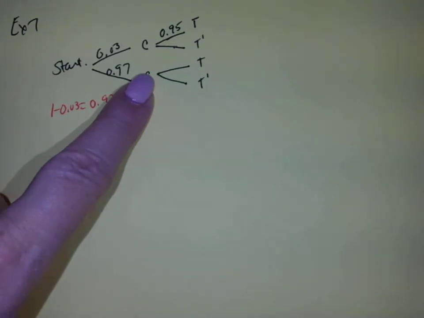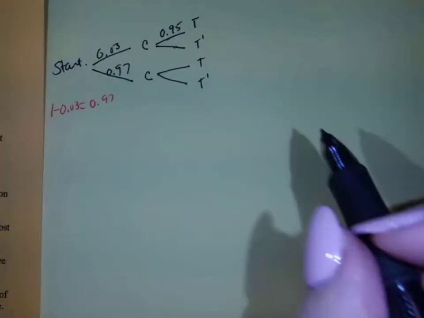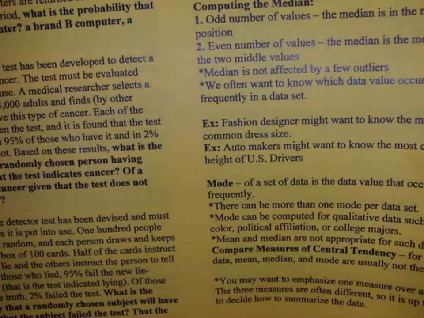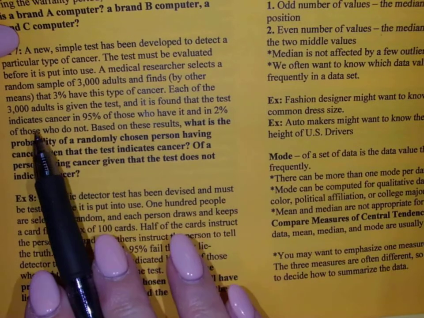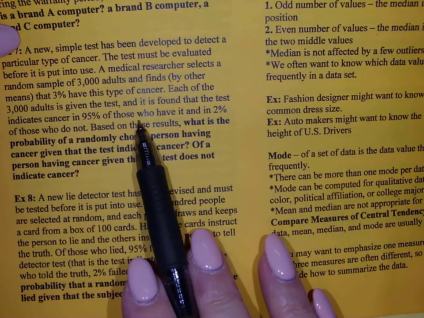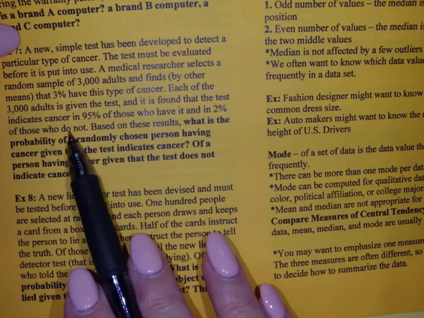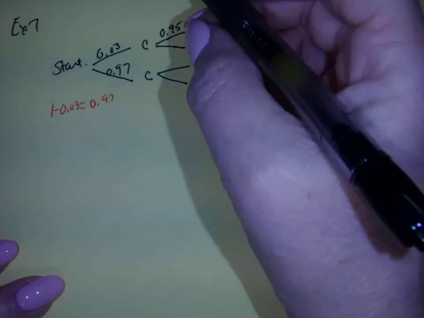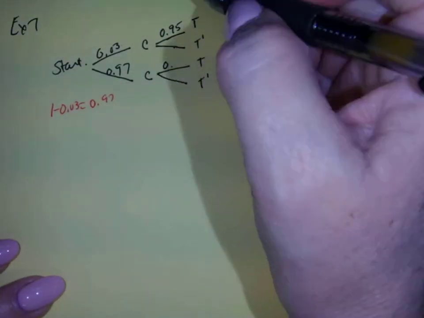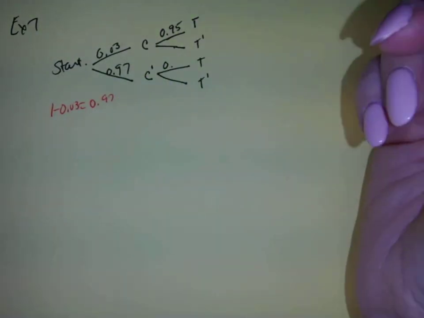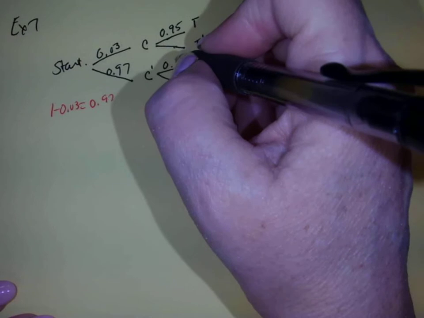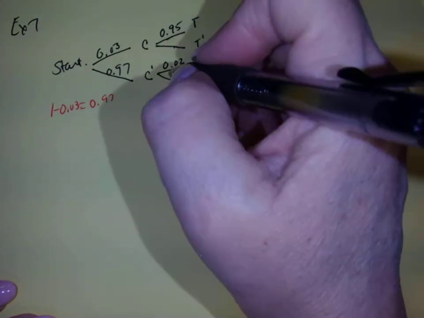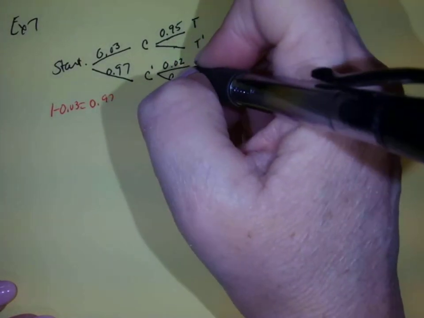All right, so up here we have, it's found that the test indicates cancer in 95% of those who have it, and in 2% of those who do not. So this would be like the T or the C naught. 0.02 and 0.98.